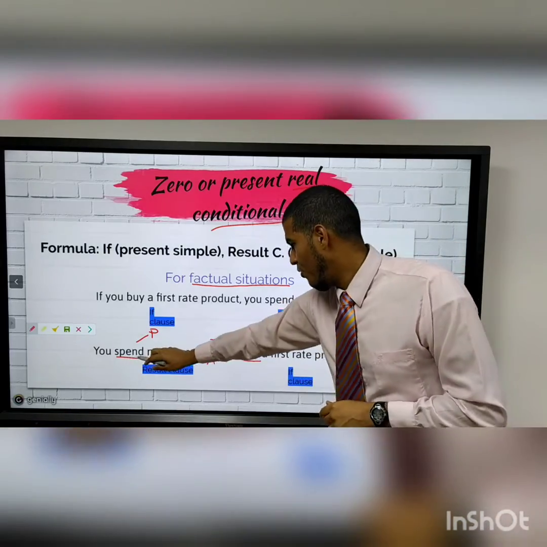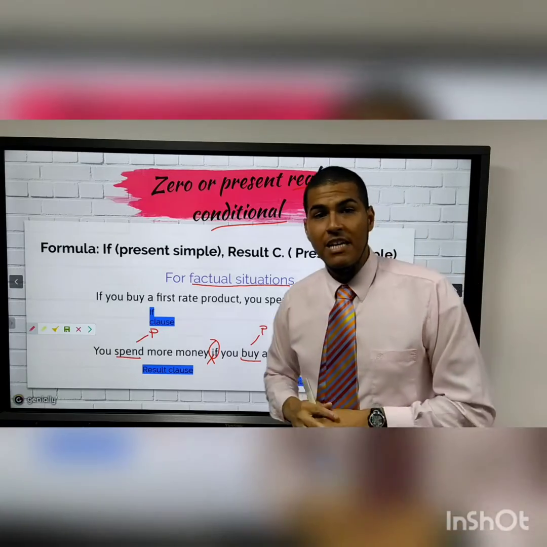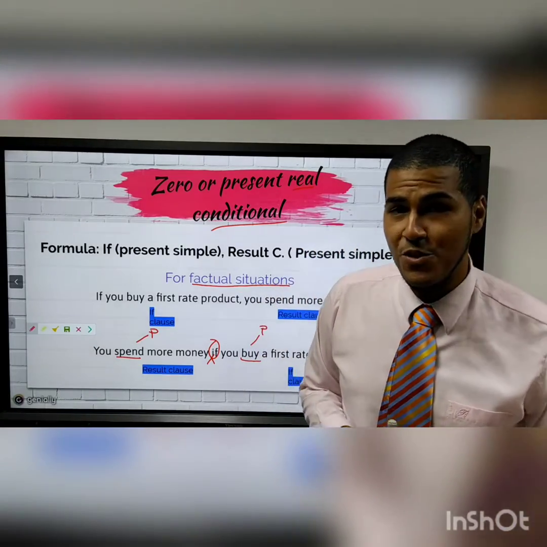So in this case, you find this. Perfect? This is the first. In this case, this is the explanation of the zero conditional.